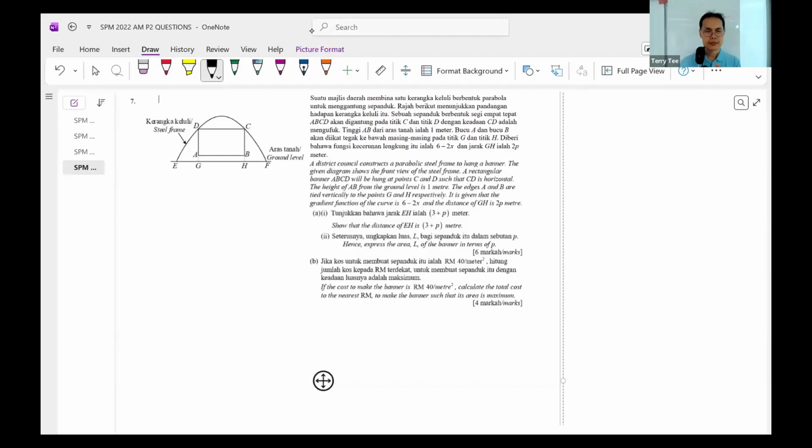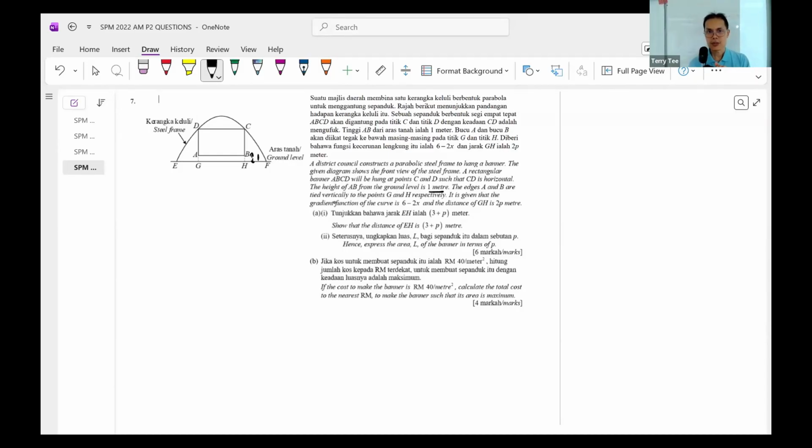Yeah, m should be less than -1. Okay, question number 7. This is from chapter 5, differentiation, right? But this one is combined with a little bit of integration. We need to use a bit of integration. Okay, sorry, I have to squeeze everything inside smaller so I have more writing space. The district council constructs a parabolic steel frame to hang a banner. The given diagram shows the front view of the steel frame. Rectangular banner ABCD will be hung at the points C and D, such that CD is horizontal. AB is 1 meter from the ground level.